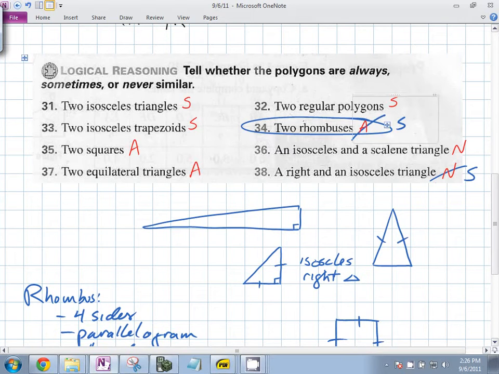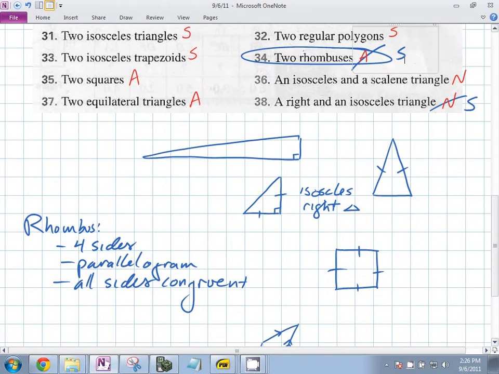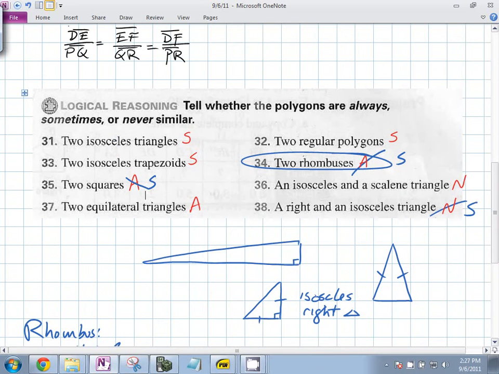Are they always? No, they're not, because one could be little bitty and one could be really big. So, sometimes. No, this is similar. Yeah, similar, not congruent. Is this similar? Are they always similar? Oh, yeah. So they're always similar. They're always similar because they're always going to have the same angles. Their corresponding angles are always going to be congruent. That's correct.